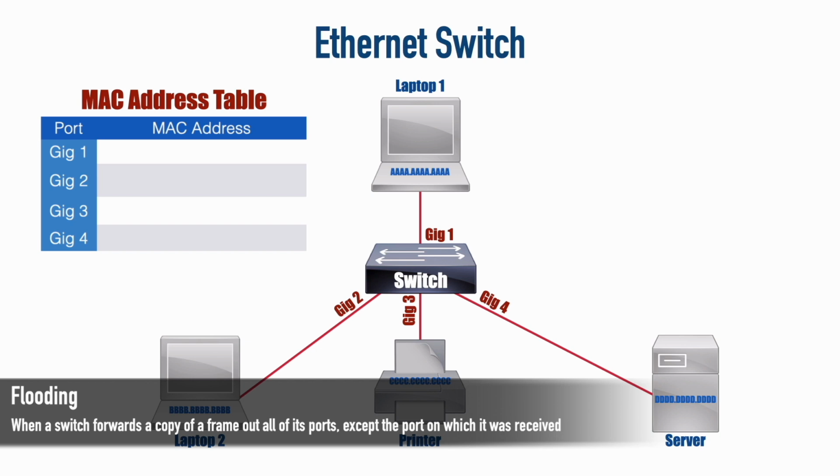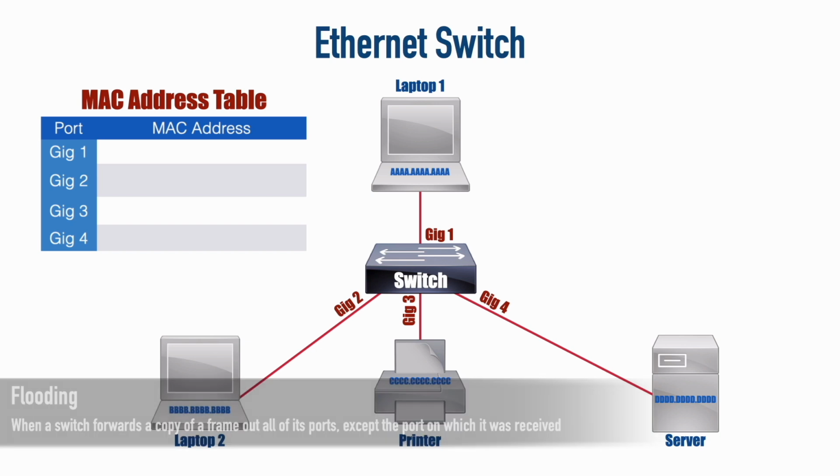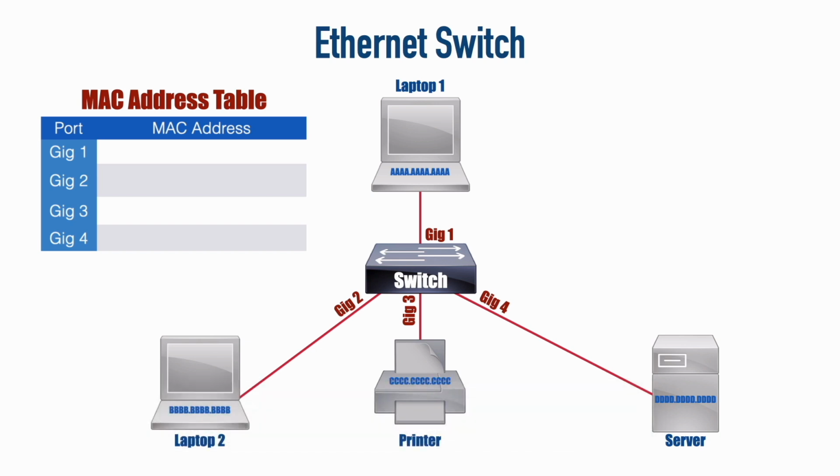Flooding is what we would do when we don't know where the destination MAC address lives. However, when that frame comes in from laptop 1, the switch is going to take a look at the source MAC address, and it's going to say, I just learned something. The all A's MAC address lives off of interface gigabit 1. So if anybody else wants to communicate to the all A's MAC address, I'll just send those frames out of gigabit 1.